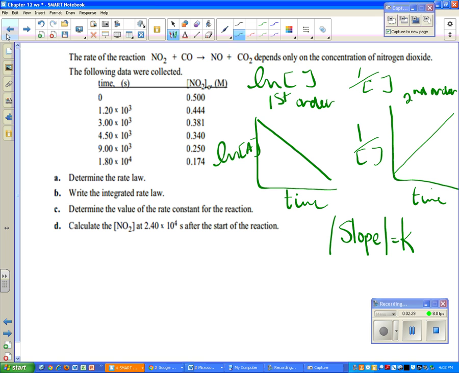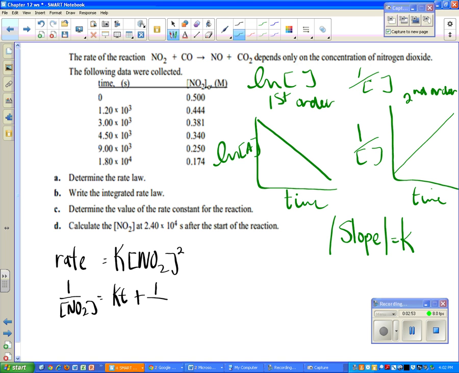So determining the rate law, I would just write that rate equals k [NO2] raised to the second power. The integrated rate law, knowing it's a second order, is that the inverse of the concentration of NO2 is going to equal kt plus 1 over the initial concentration of NO2. So that's going to be the answer to B. So this is A and this is B, and I'm going to use B in just a minute.